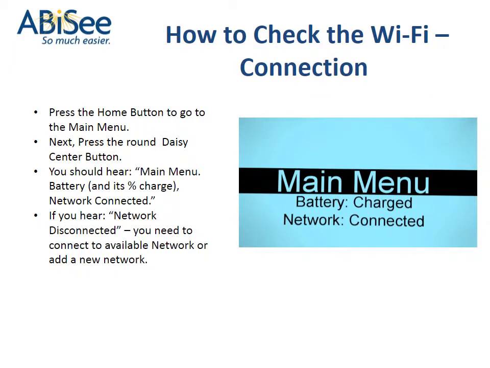How to check the Wi-Fi connection. Press the Home button to go to the main menu. Next, press the round daisy center button. You should hear Main menu, Battery, and its percent charge, Network connected. If you hear Network disconnected, you need to connect to an available network or add a new network.